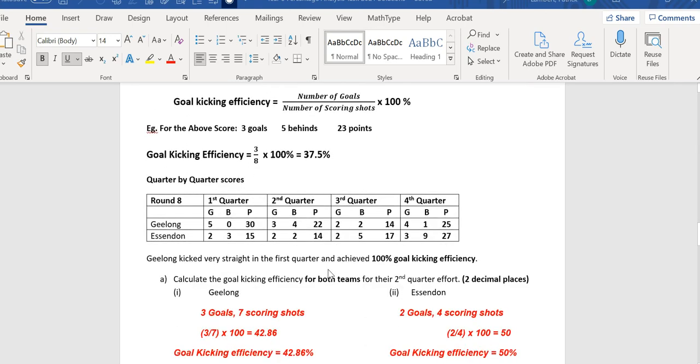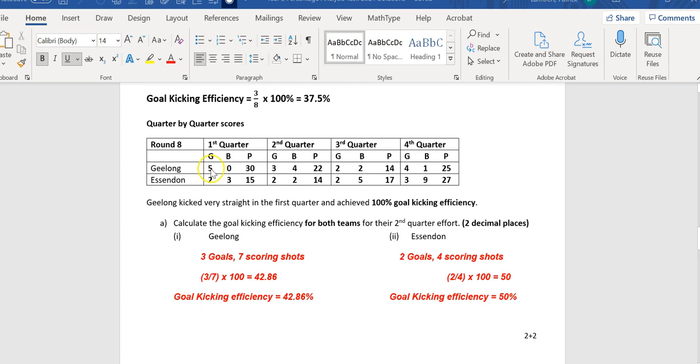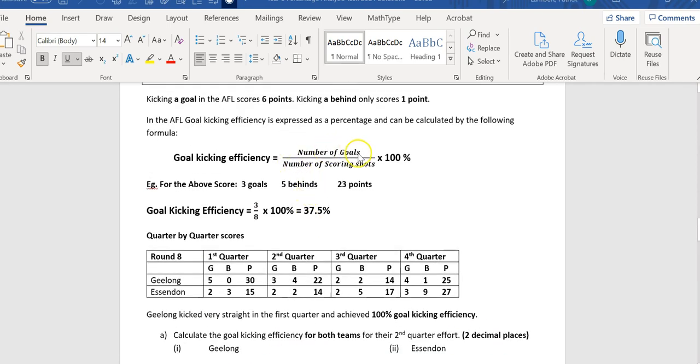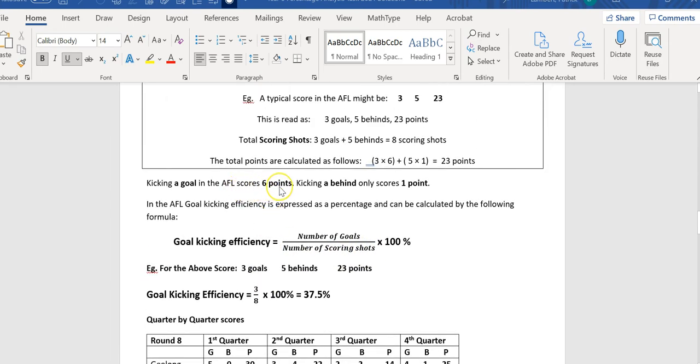When we went to the scoring, we went through this scoring total. The bottom line is the number of shots they had for goal: number of goals over the number of scoring shots. It tells you a goal is worth 6 points. You get total points for the game. So if you kick 3 goals and 5 behinds, which is worth 1 mark, you've had 3 plus 5, 8 scoring shots. So 3 goals 5 will give you a total of 23 points.